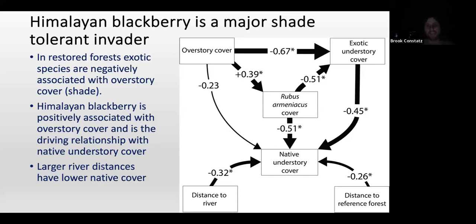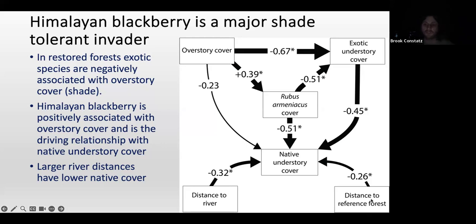But where that breaks down is that Rubus armeniacus is positively associated with shadier sites that have more overstory cover. So if you're trying to shade out exotic species, it might not work at all. That's not necessarily to say that Himalayan blackberry prefers shaded sites. It's just really shade tolerant, and shading it out is just not going to be effective. Rubus has a very strong negative relationship with native understory cover. Where it's common, a lot of native plants aren't. And it has the same relationship with other exotic species. It's really pushing everything out. These are largely the strongest relationships on the landscape. And there are some other positive notes: if you're further from the river, you have less native understory cover.